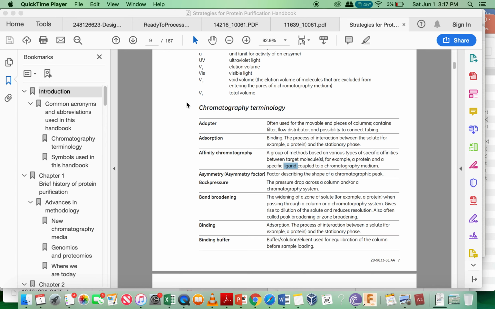Adapter, often used for the movable end pieces of columns, contains a filter, flow distributor, and possibility to connect tubing.